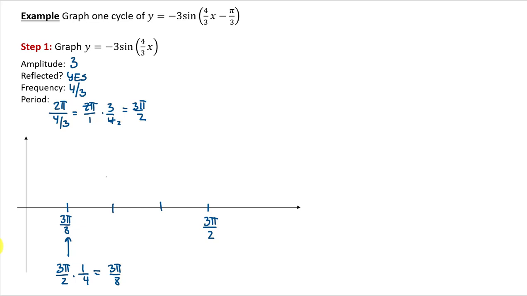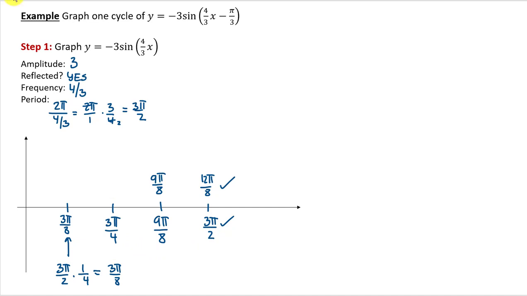3 pi over 8 plus 3 pi over 8 is 6 pi over 8. Another 3 pi over 8 gives me 9 pi over 8. And then 12 pi over 8. If I divide out 4, I'm going to get 3 pi over 2, so that checks. Now 6 pi over 8 simplifies to 3 pi over 4, and 9 pi over 8, that's the simplest form. So this is how we're going to label the horizontal axis, and at each of these x values, the basic graph is going to have one of the key points.